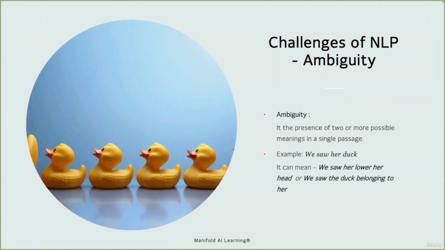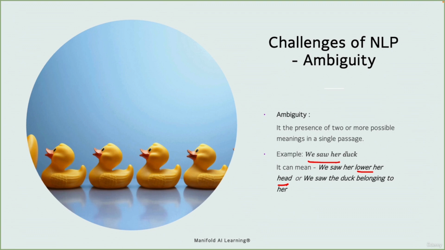Let's start with ambiguity. Ambiguity means the presence of two or more possible meanings in a single passage. I can say it's an uncertainty. Most human languages are inherently ambiguous. Just consider this example. Suppose I have a sentence that says, we saw her duck. This can actually mean two things. It can mean that we saw her lower her head, or we saw the duck which belongs to her.